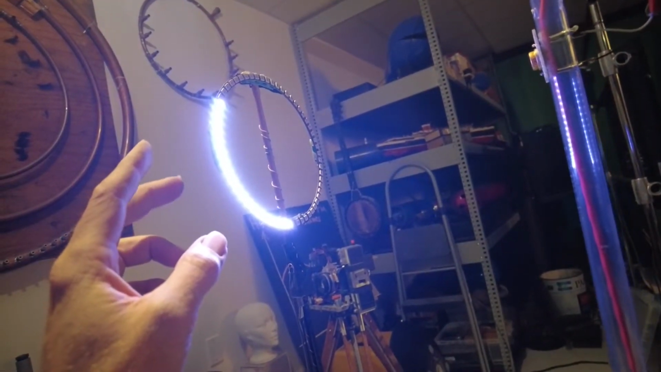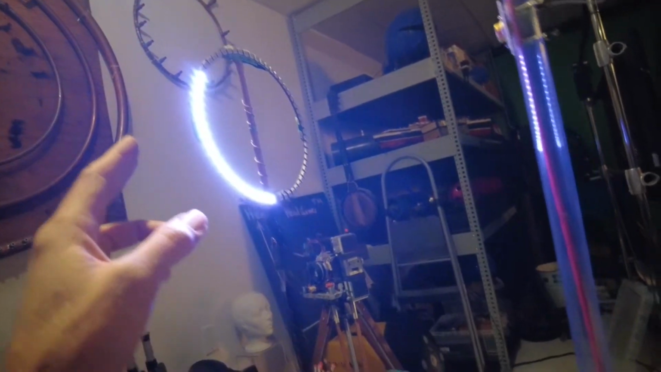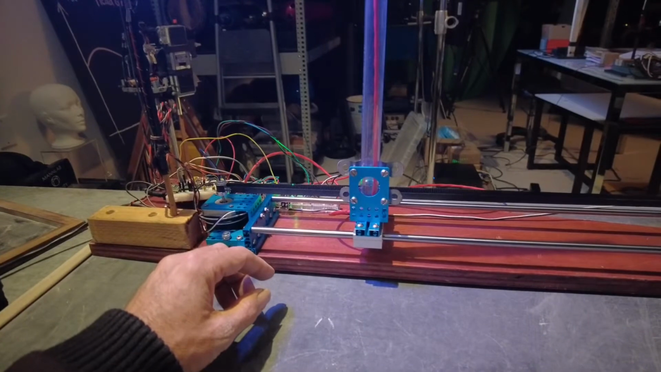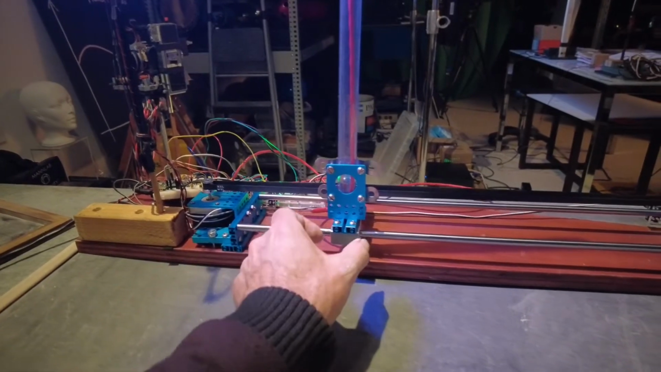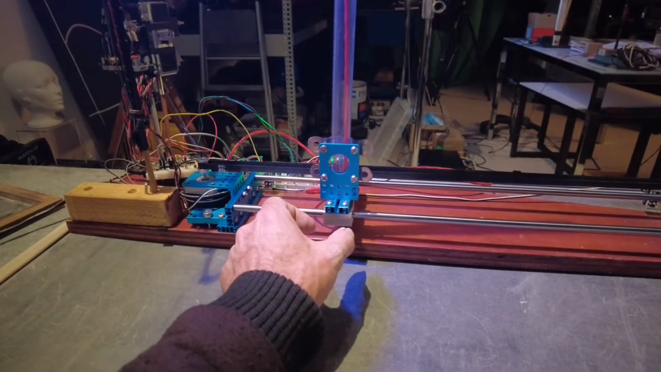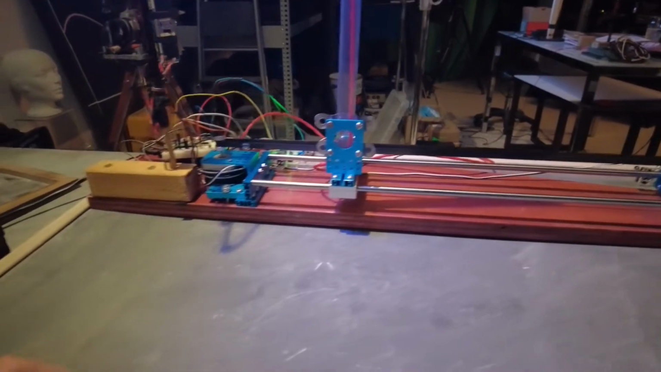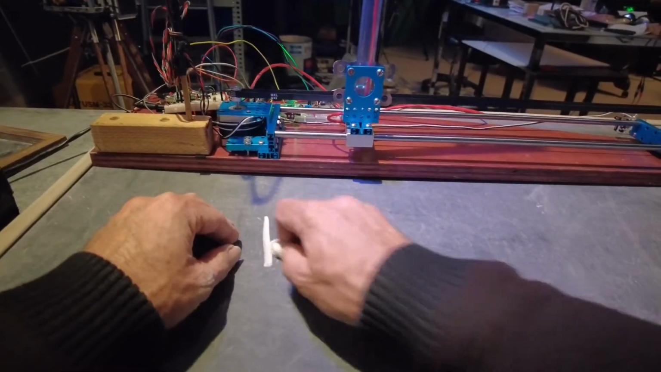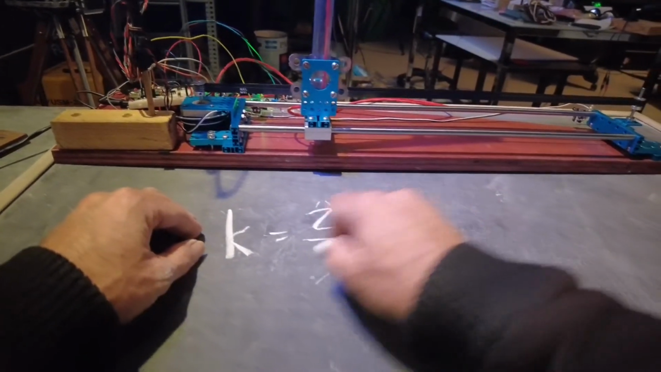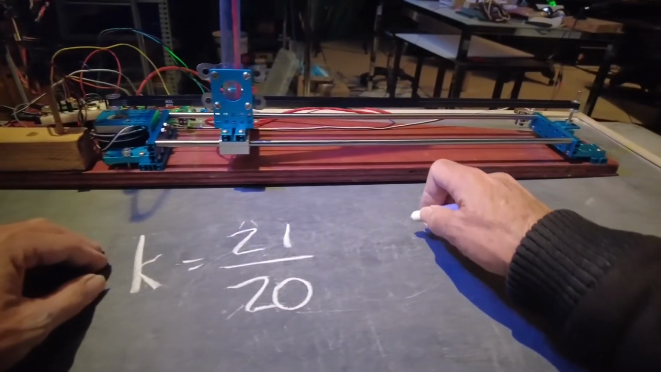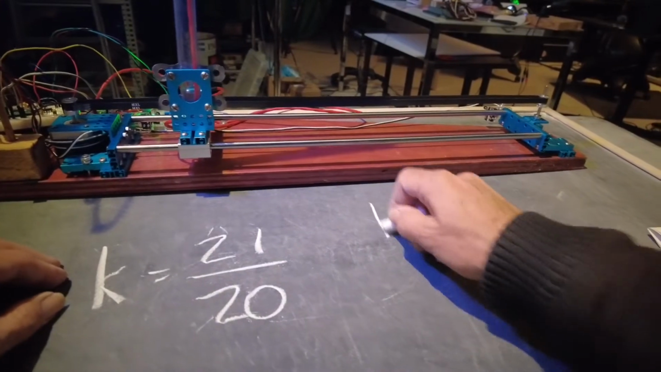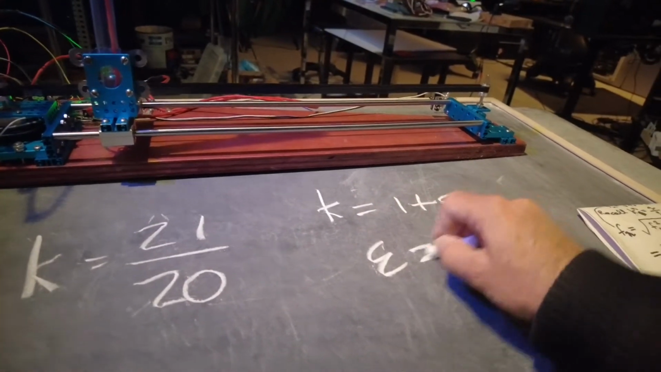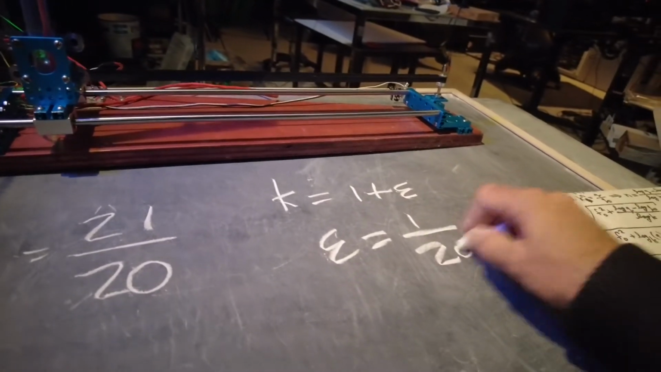21 lights, and then 20 lights is equal to the same as 21, and it just keeps doing it over and over again and gets shorter and shorter. These traces here, this distance that it travels, is getting shorter and shorter. So you've got k equals 21 over 20 in this case. So you've got k equals 1 plus epsilon. So the epsilon equals 1 over 20th.